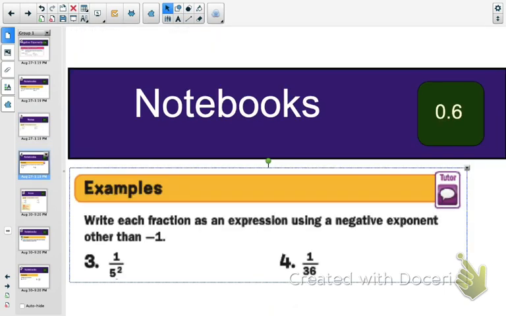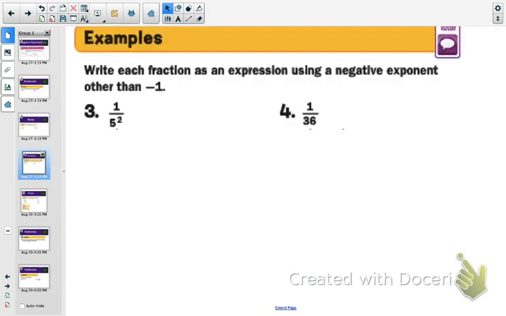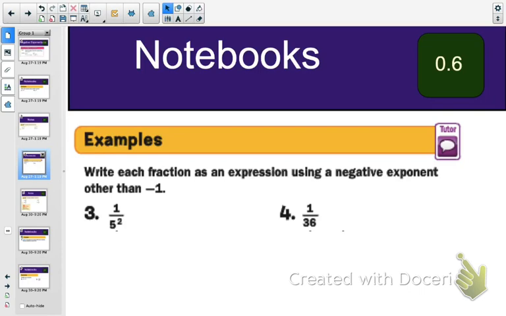All right. So this one, it wants us to do it backwards basically. Write each fraction as an expression using a negative exponent other than negative 1. So now it gives us the positive exponent and it wants us to change it to a negative exponent. Well, you notice this is on the bottom now. So if I want to make it negative, I just move it to the top. So my base is going to be 5, stays the same. But now your exponent changes to a negative, so negative 2.